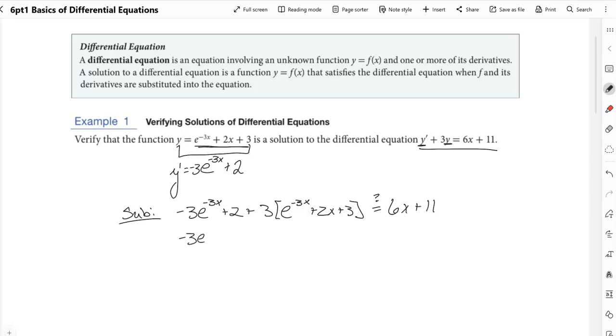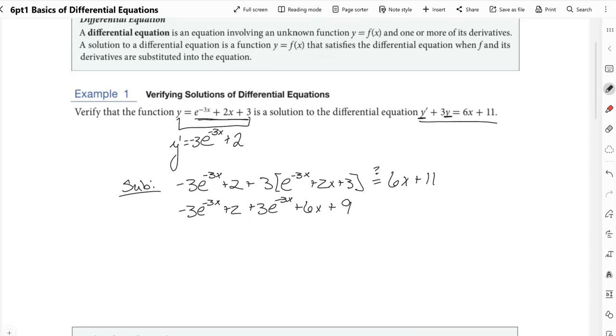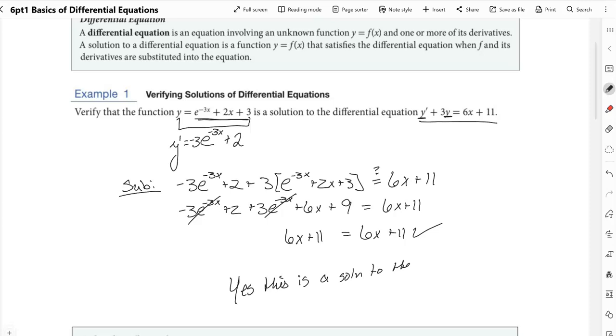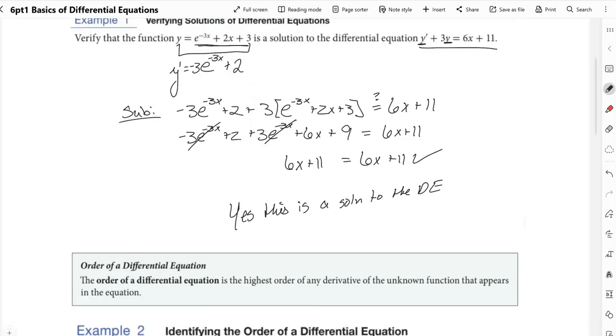So let's do some fancy math to simplify that left-hand side. I'm going to distribute that 3. You can see how those e to the 3x terms are going to cancel. And I'm going to get 6 times x plus 11 on the left, and that is definitely equal to 6 times x plus 11 on the right. So we would say, yes, this is a solution to the differential equation, and I'm going to abbreviate that DE.